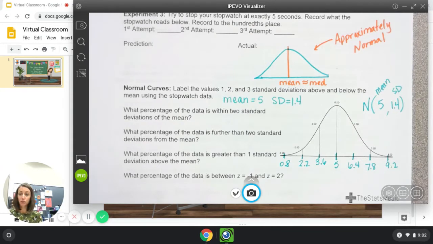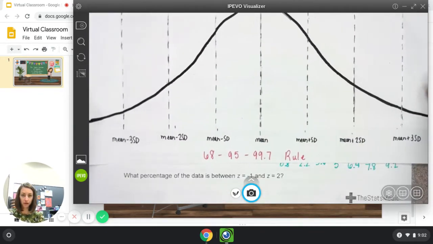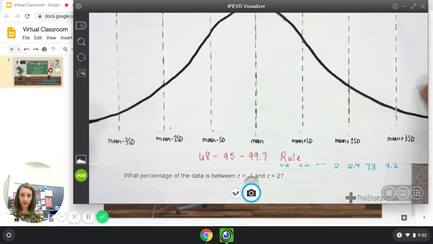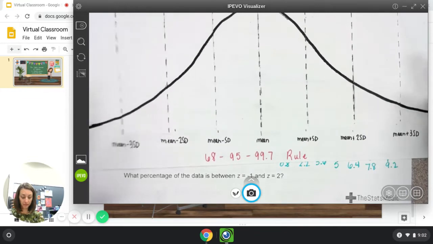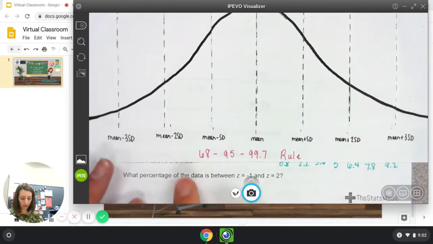We have a specific rule that applies to a normal curve, and it is called our 68, 95, 99.7 rule. It's also referred to as an empirical rule, and you're going to be making this nice little flip chart to represent this. So I'll be posting a separate video for you to go back and make this flip chart, but I want to show you what it represents.